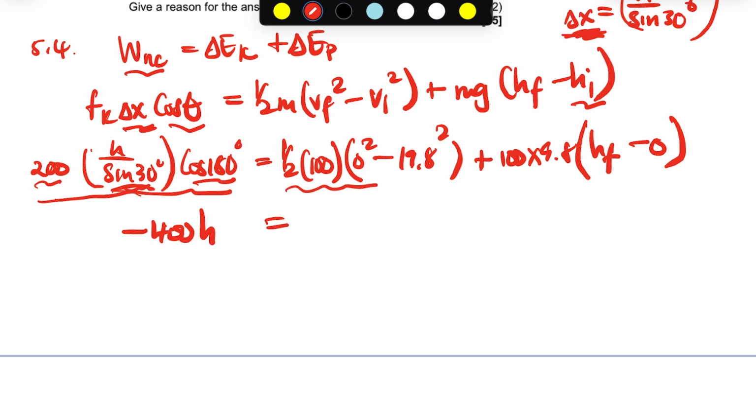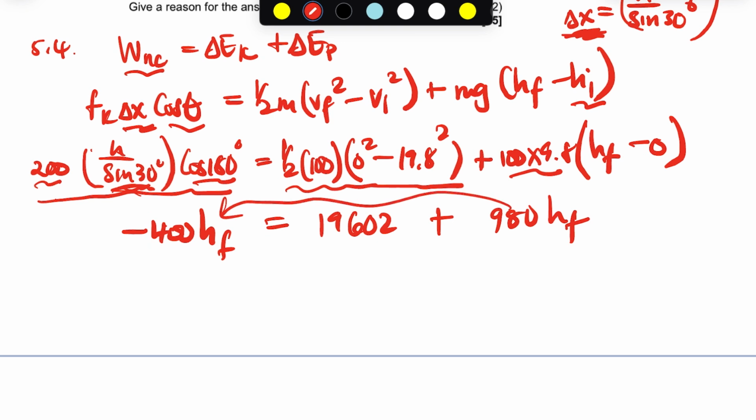And then when you put this in the calculator, okay, let me punch it now. It's half times 100 times 19.8 squared. So it's 19,602, and plus this is going to be 980. 9.8 times 100 is going to be 980h. F, which is the height that we're looking for, and then this is the height that we're looking for as well. So what are we going to do? I'm going to take this to this side.